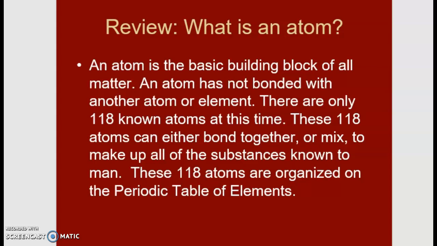An atom is the basic building block of all matter. It has not bonded with another atom or element. This means that this is the neutral atom. It has an equal number of positive protons and negative electrons that you see on the periodic table. There are only 118 known atoms at this time, and these 118 atoms can either bond together or mix to make up all of the substances known to man. These 118 atoms are organized on the periodic table of the elements.